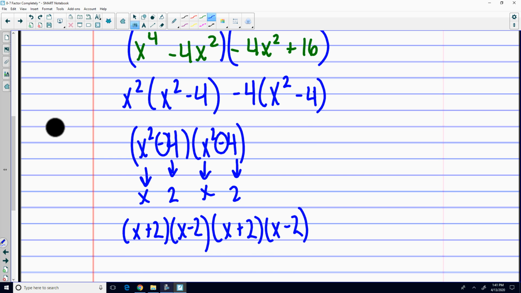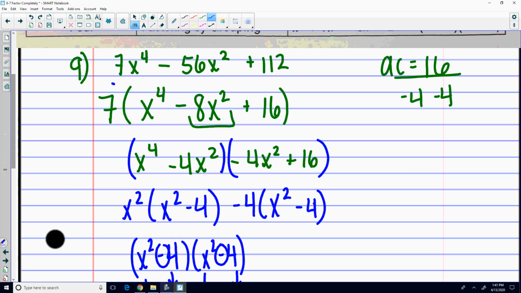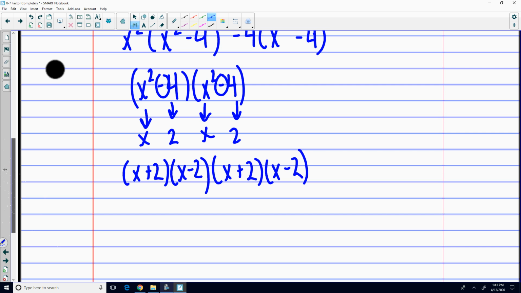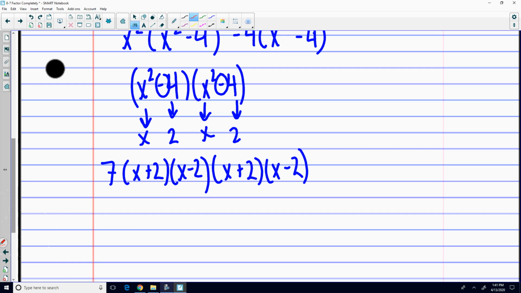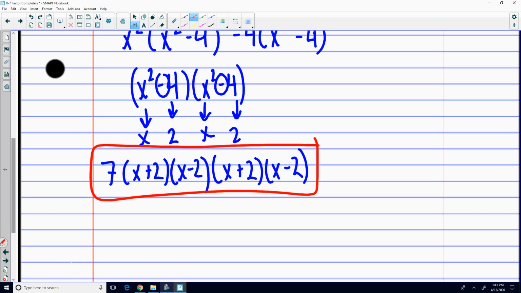And then not forget, even another step. I had a 7 out here. And since I had a 7 out here, I need to also put that on my final answer. So holy smokes, that broke way down. But it is factored completely.